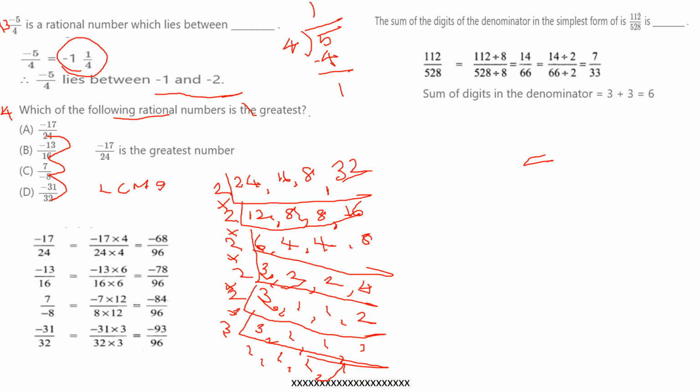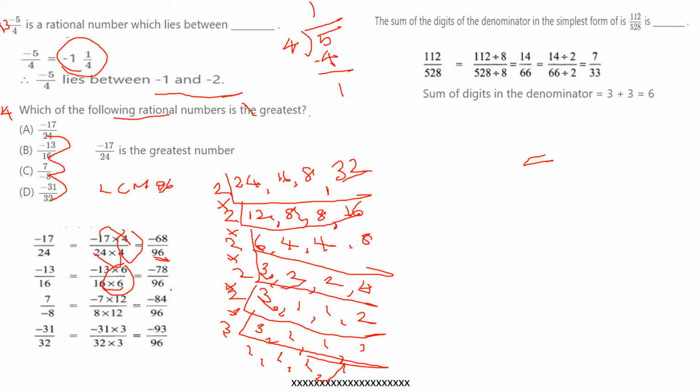So take the first number, minus 17 by 24. If you multiply by 4, we get 96. So multiply 4 by 4. Minus 17 into 4, minus 68. Next, minus 13 by 16, 16 into 6 is 96. Therefore, multiply 6 by 6. So, with the denominator 96, minus 78 by 96.